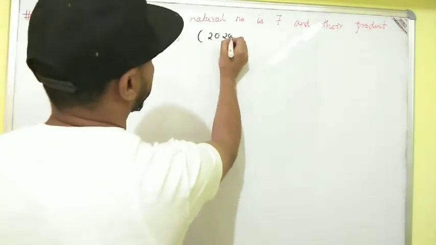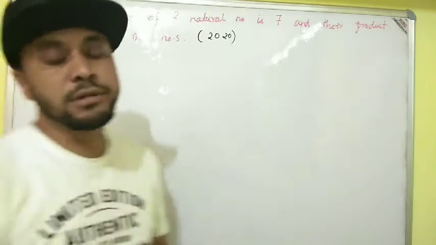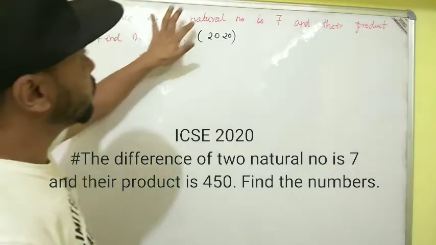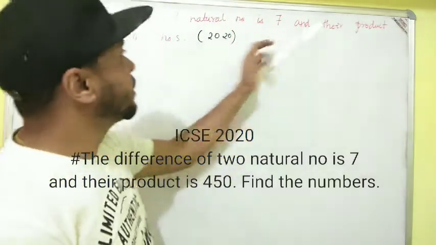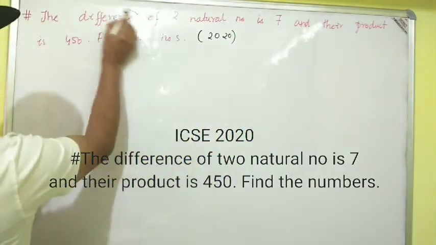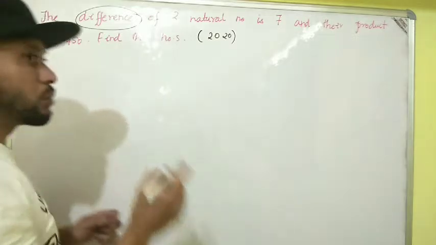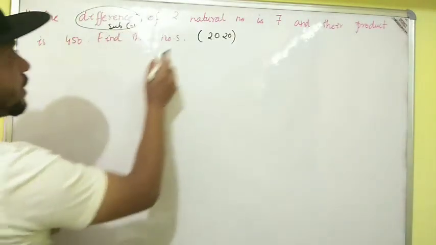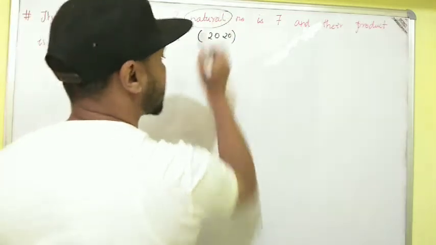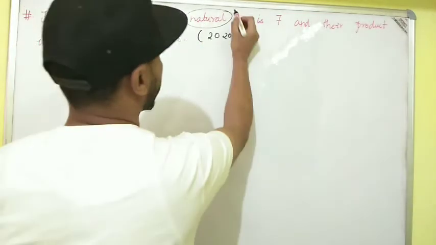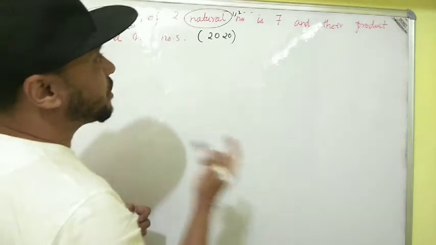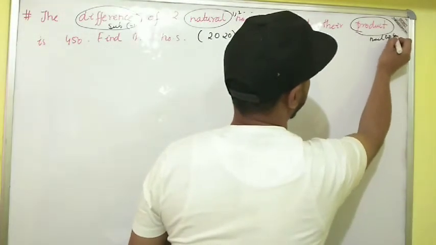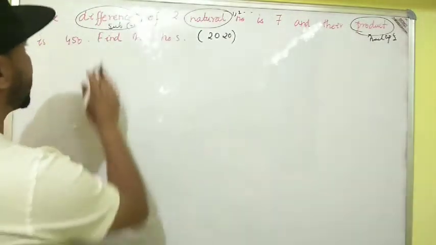This is the example that came in this year's ICSE, that is 2020. It says that the difference of two natural numbers is 7. Now what does difference mean? As I told you, the terms are very important. This is what we discussed in the last video. So difference means subtract, means minus, of two natural numbers. Natural numbers are all positive numbers starting from 1, 2 and so on, and their product. Now what does product mean? Product means multiplication. Now find the numbers.